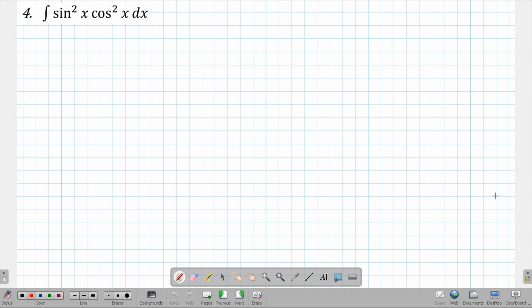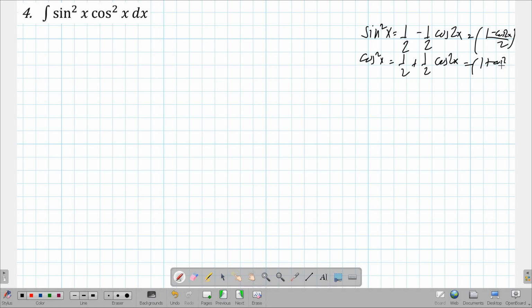Now going back here, we're just with the power of 2, but it's both on sine and cosine. So we will need to use the power reducing formulas for both. If you recall, sine squared x is equal to 1/2 minus 1/2 cosine 2x. Cosine squared x is 1/2 plus 1/2 cosine 2x. In this case, I'm going to combine them together. That's 1 minus cosine 2x over 2, 1 plus cosine 2x over 2, and we'll see later why. Sorry for the ugly handwriting.